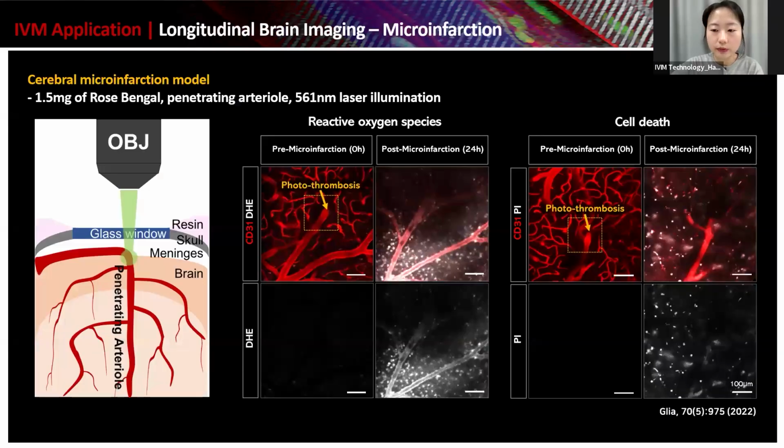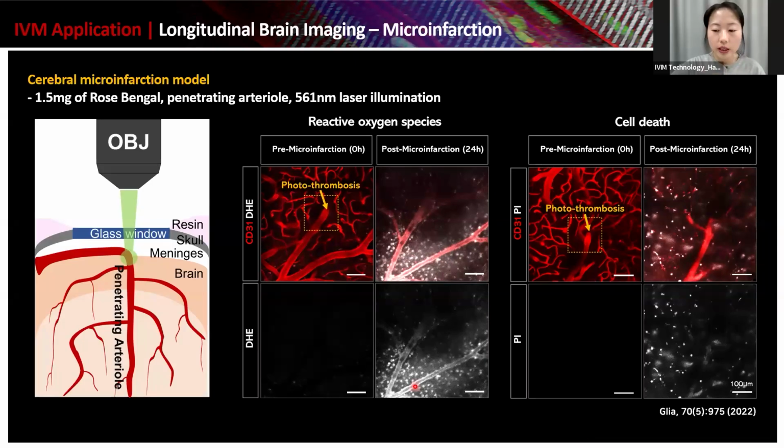Now here is one of the brain imaging data sets, and I'd like to walk you through how our system can be applied in real experimental settings employing the cranial window implanted mouse models. This will give you a clearer sense of the system's capabilities and how it can support your own research.